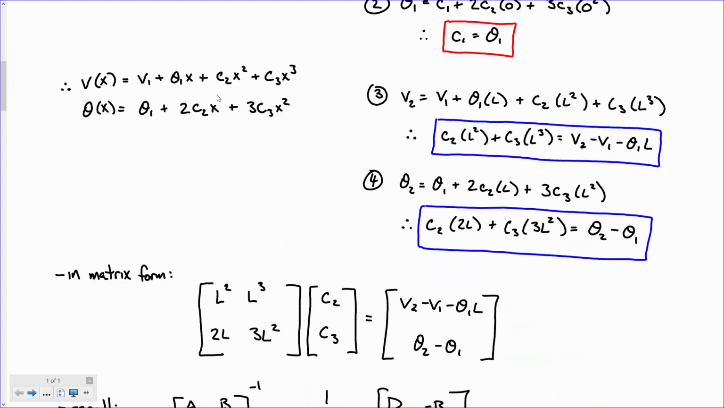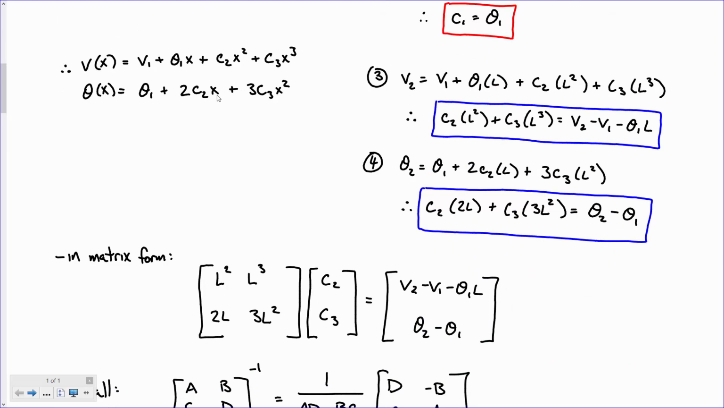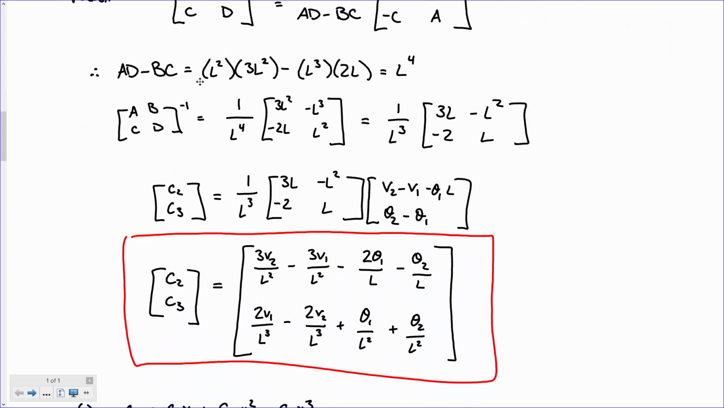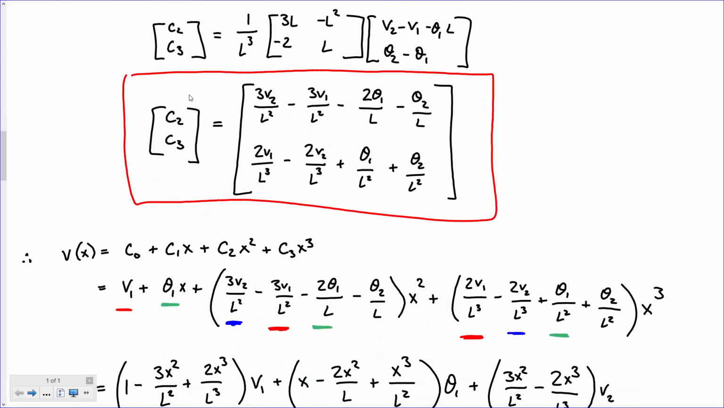Okay? So two equations and two unknowns in matrix form, that's what we've got. And if you've got a matrix inverse and it's 2 by 2, you say 1 over the determinant, and then you swap those terms and change the sign of the other two. So we went through, we did all the algebra. I know it was a lot of grunting, plugging and chugging. But in the end, we get our two constants.